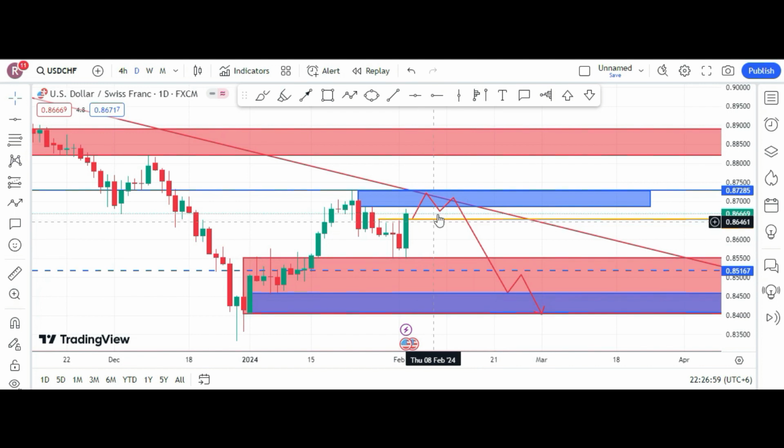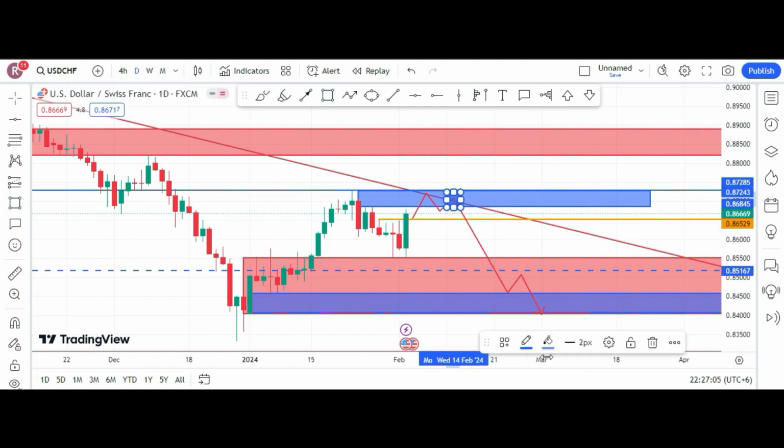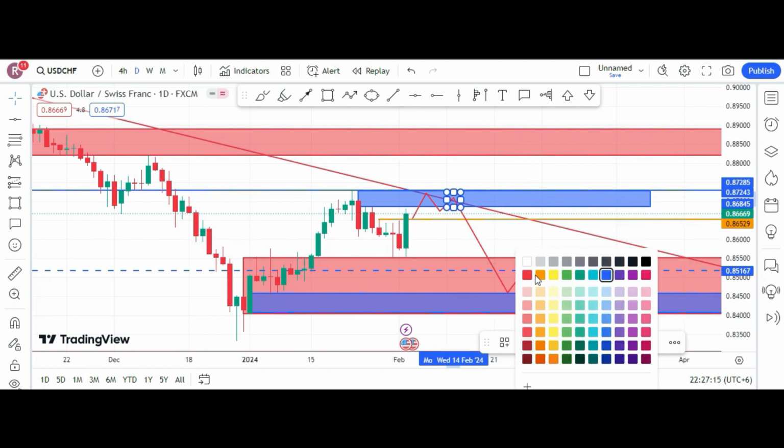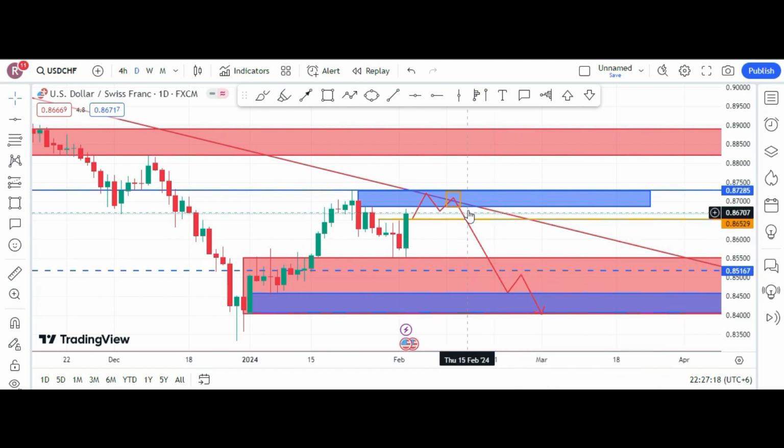So what I will do, I will take a trade here, very plain and simple. This is the area I want to take the trade, not anywhere else. This is the area, guys, I want to take the trade, not before anything. So that is my lead for this week for USD CHF.